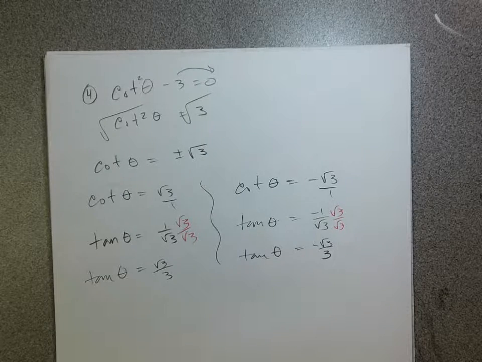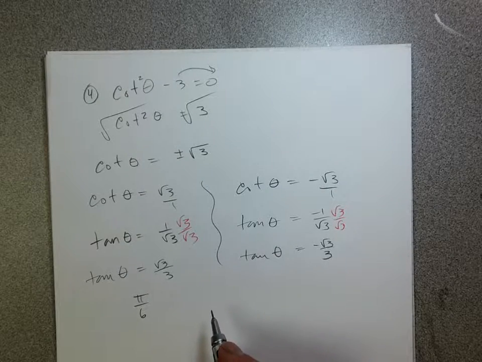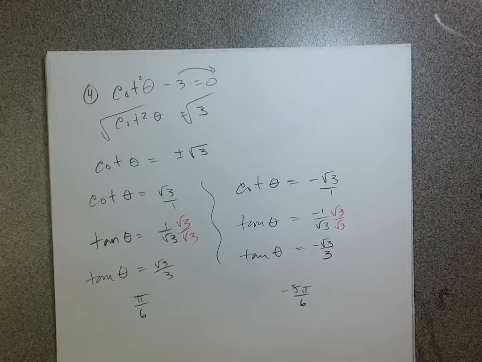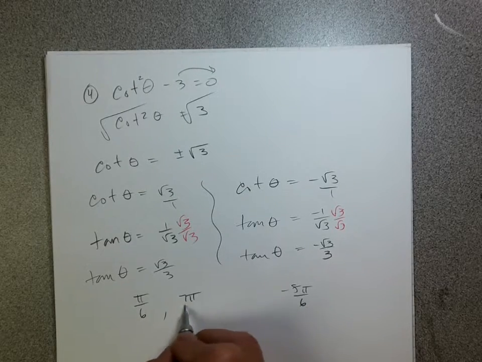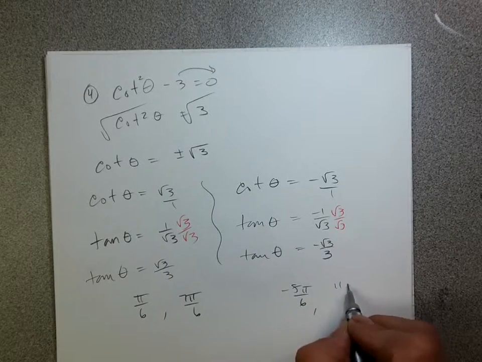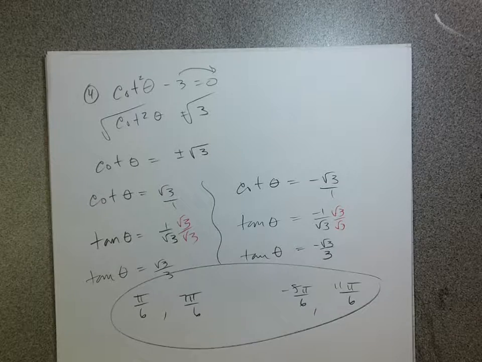Let's see, square root of 3 over 3 is at pi over 6. Square root of 3 over 3 is at negative 5 pi over 6. Negative square root of 3 over 3 is at 7 pi over 6, and I'm at 11 pi over 6. How's that, Jose? Yeah. Okay, you guys want to see another?